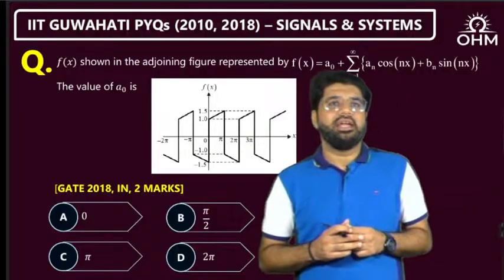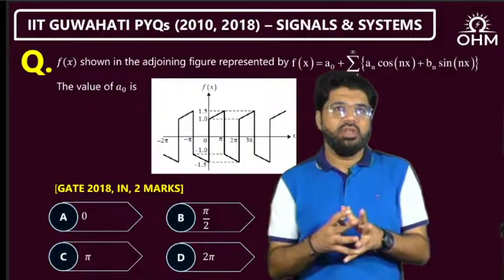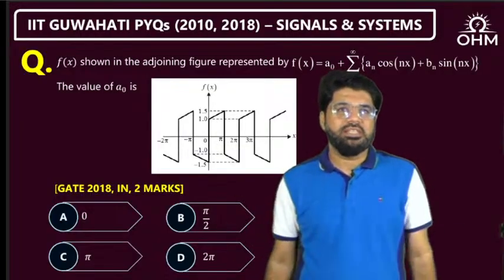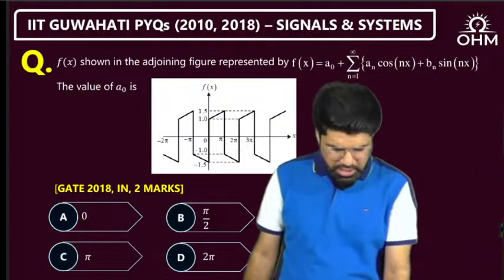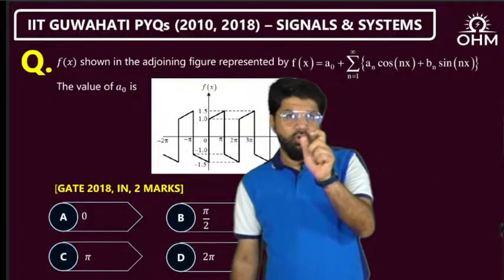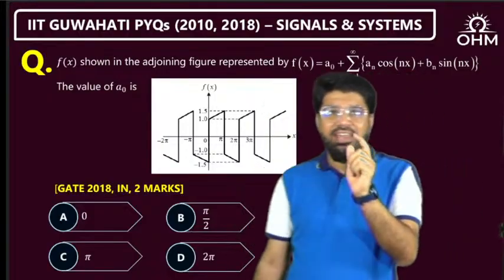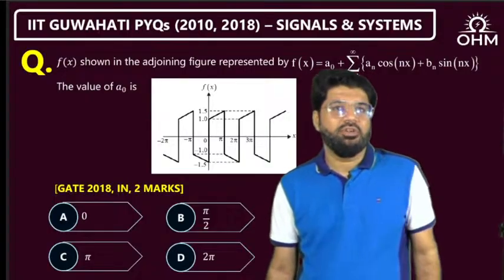This is the GATE 2018 instrumentation 1 mark question. Fx shown in the adjoining figure is represented by, basically the trigonometric Fourier series expansion is written in front of you. What is the value of A naught? A naught is the DC component. Normally it should not be written as A naught. I will call this a wrong expression of Fourier series.